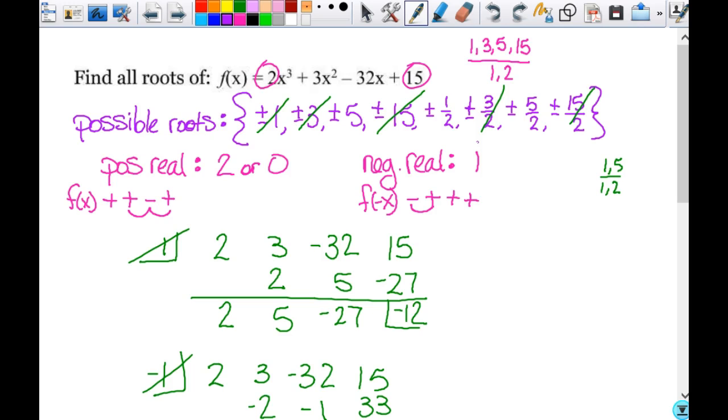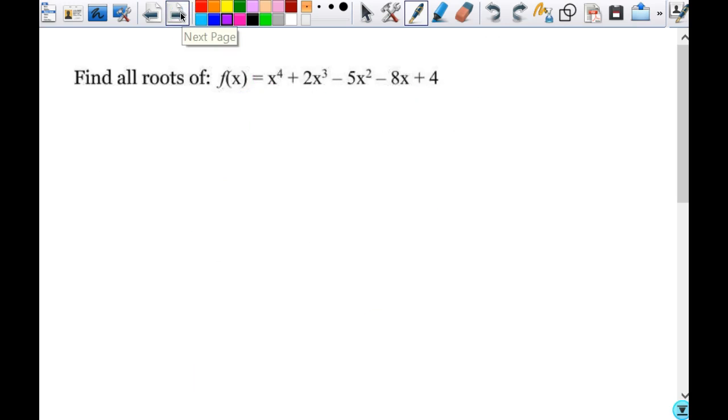Okay, so let's go through another one. So on the right-hand side, write this one down. We're going to find all the roots of f of x equals x to the 4th plus 2x cubed minus 5x squared minus 8x plus 4.